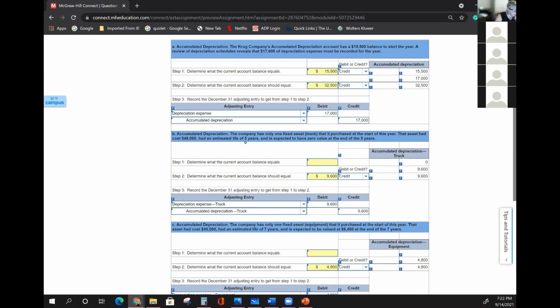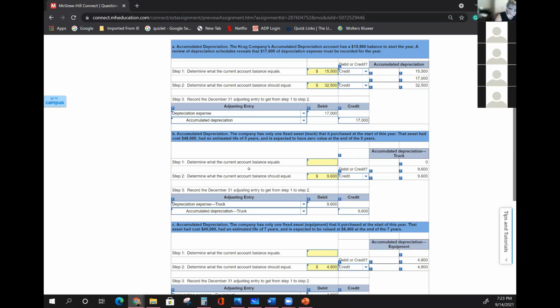It's saying it has an estimated life of 5 years and is expected to have a 0 value at the end of the 5 years. So there's nothing to deduct from it. It's 5 years and it cost me $48,000. In this case, they're asking you to calculate what is the amount going to be for this period, because it didn't give it to me. I have to calculate that out.